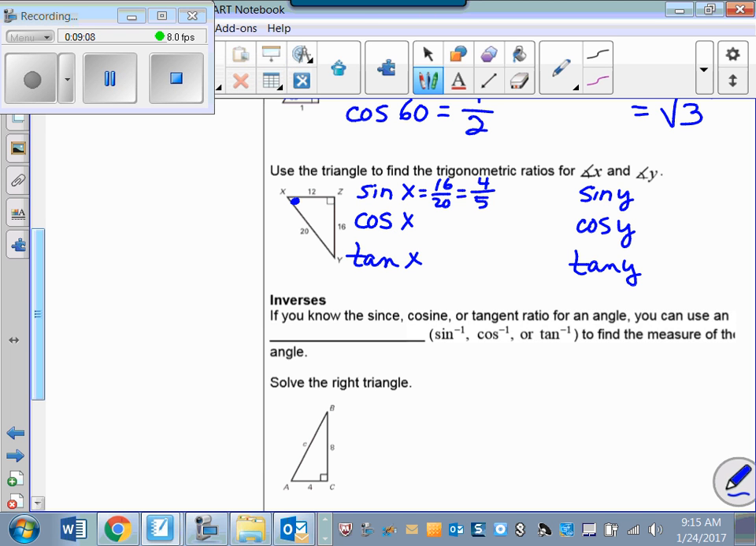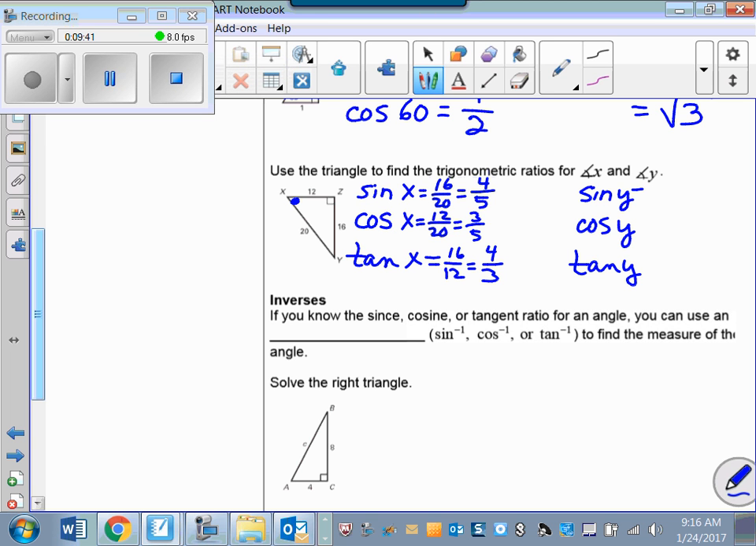All right, how about cosine x? Side adjacent, which is 12 over 20. So that's going to be, let's see, 4 goes into that 3/5. And tangent x, side opposite over side adjacent, is 16 over 12. So 4 goes into that 4, 3. So there are my trig ratios for angle x.